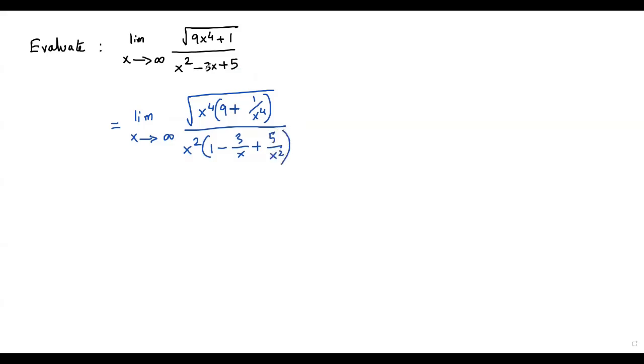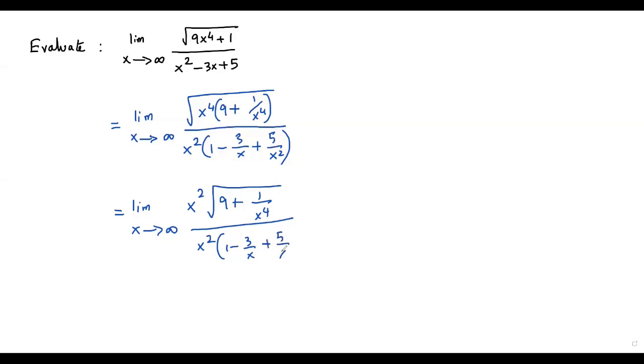Now I've factored x to the fourth power from the expression inside the square root in the numerator, and I've factored x squared from the expression in the denominator. In my next step, limit x tends to infinity. Here the two terms, x to the fourth power and this one, are multiplied. If I take the square root of x to the fourth power, it will come out as x squared, and then inside the square root we have 9 positive 1 over x to the fourth power, over x squared times 1 negative 3 over x positive 5 over x squared.